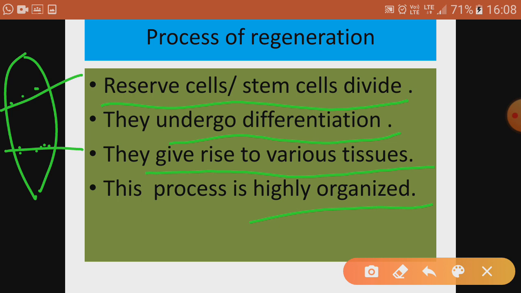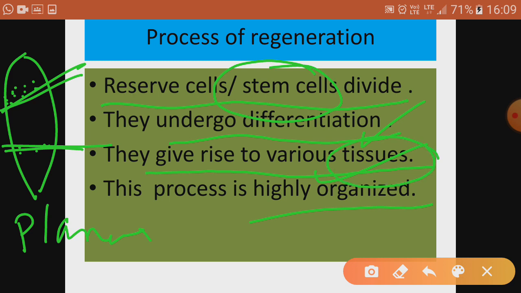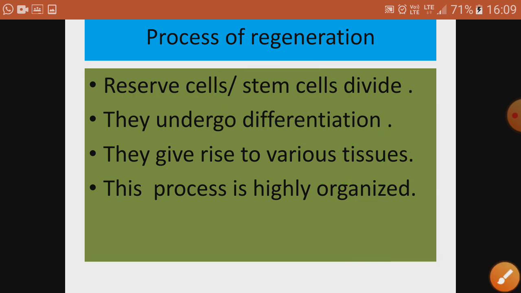So, the first step is, for example, the body of the planaria breaks off into pieces, and because of the presence of special cells called reserve cells, the stem cells start dividing, and those cells undergo maturation, that is differentiation. After maturation, the cells organize into tissues and further the organ systems are also formed. So, this process is very organized, it happens step by step.